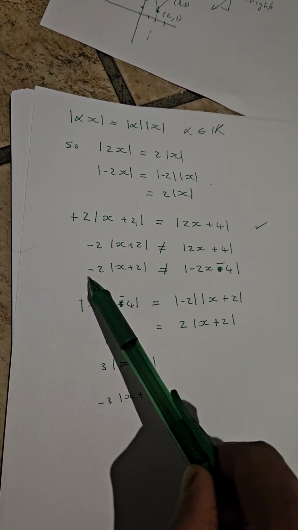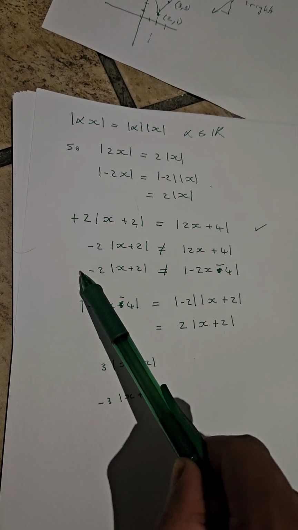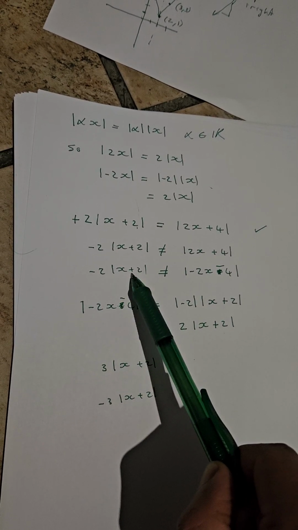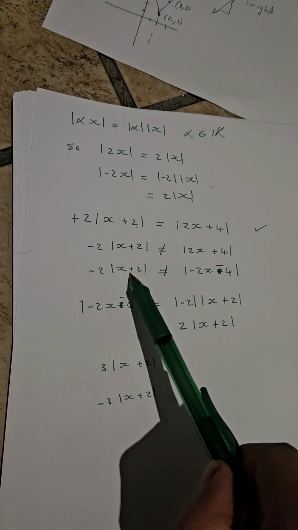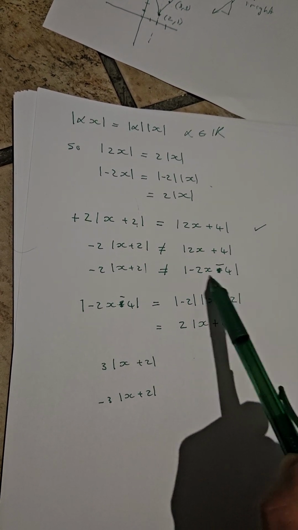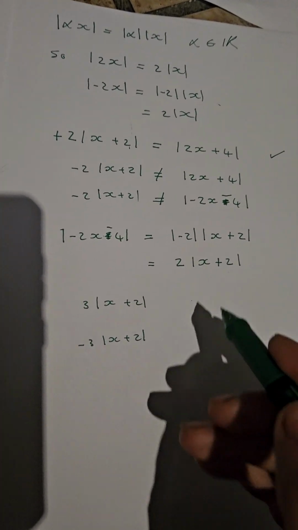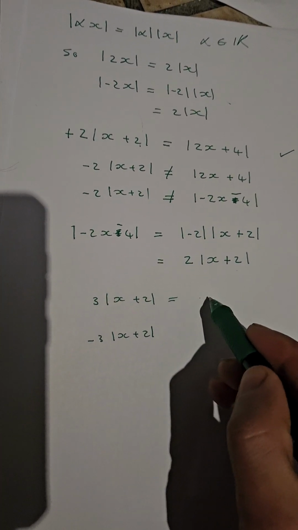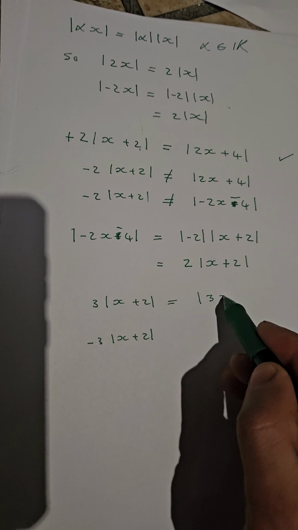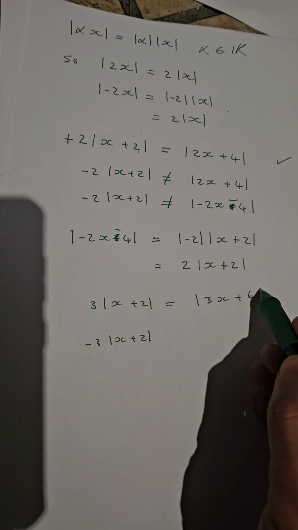It wouldn't make sense, because this is a negative times a positive, which gives a negative. If I take in the negative number, it's an absolute value. This will always be positive. A negative can't be equal to a positive. So what I can do, in fact, is if I have a positive number, I can just take it in and say it's 3x plus 6.